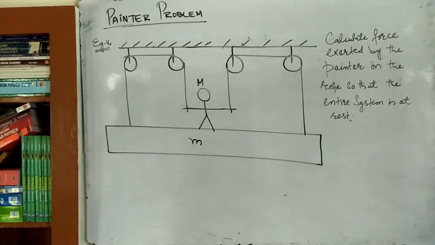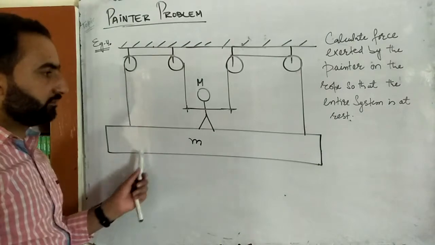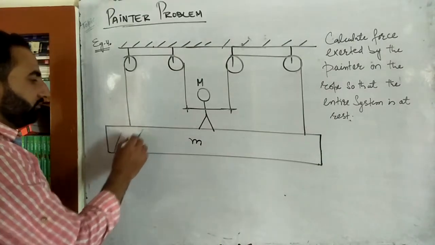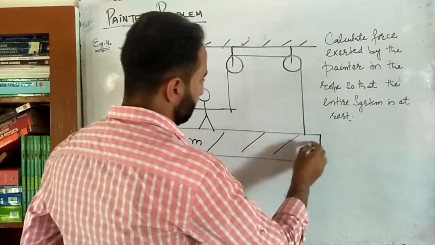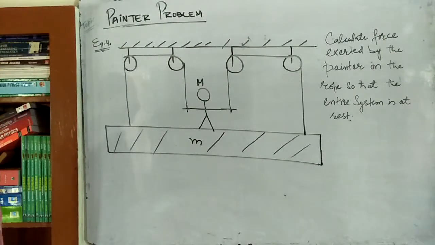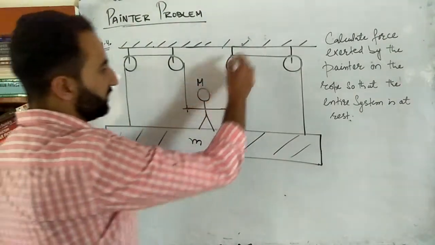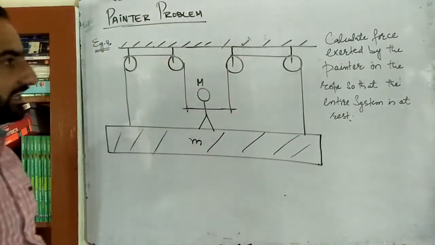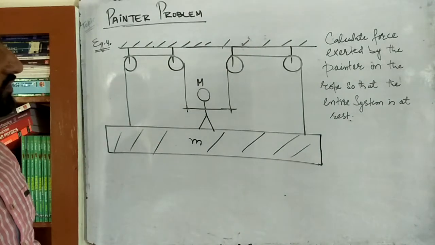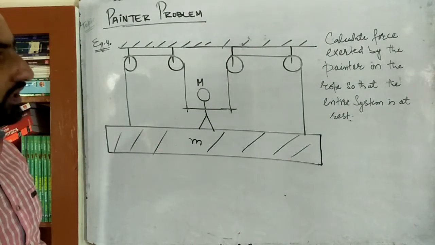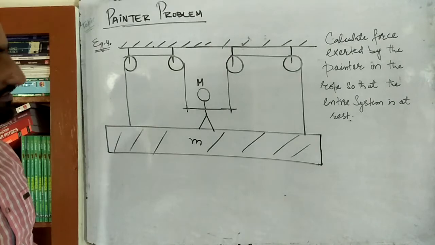So one more example here. Again, panther problem. This is a panther and this is a platform here. Its mass, given, is equal to m. So this is a platform. And then he is pulling two different ropes. So from this point there is a string and another string from here. Identical strings. Now the question is: calculate the force exerted by the panther on one rope so that the entire system is at rest.